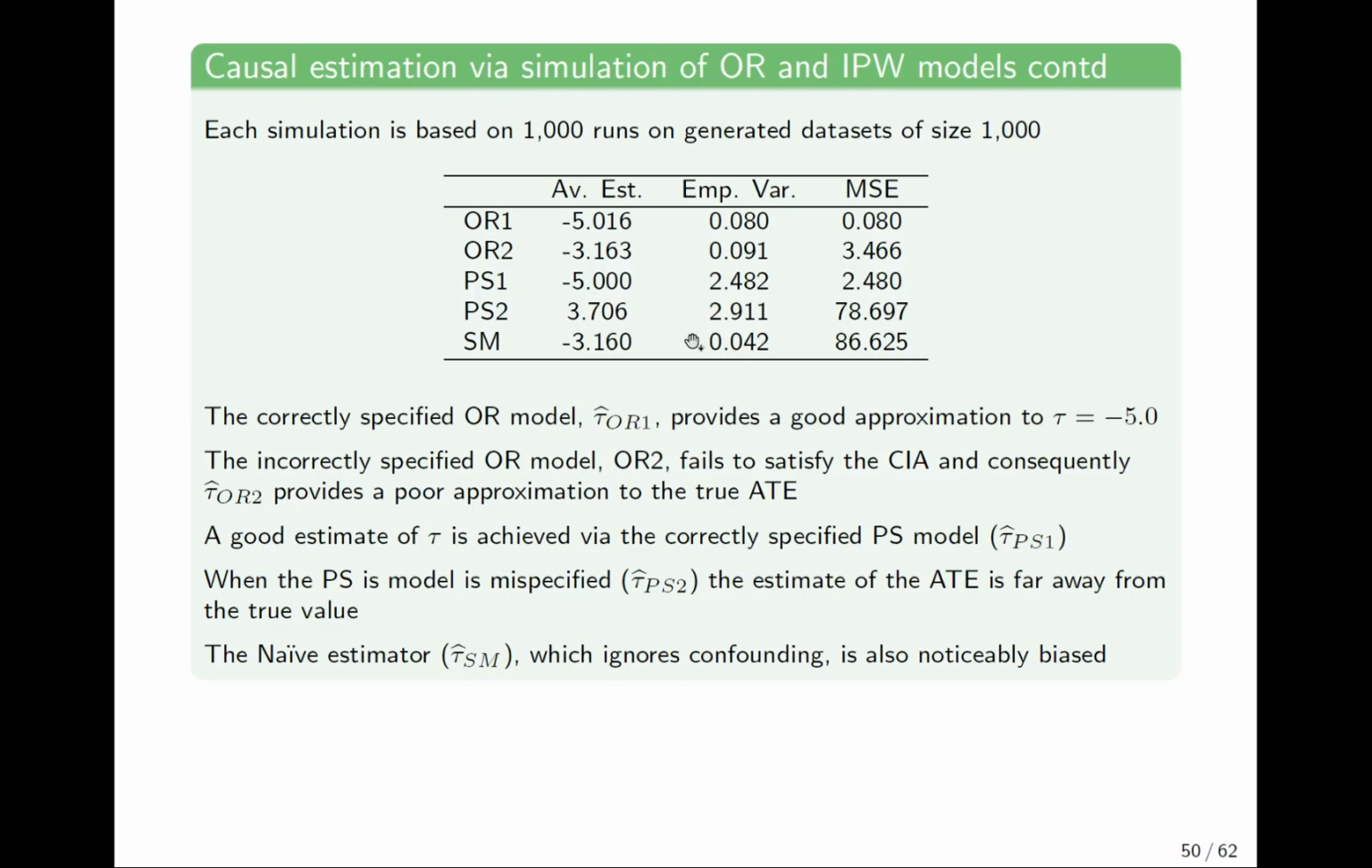And similarly, the estimate based on sample means, actually very similar as you would expect to OR2. It doesn't adjust for confounding, and consequently it gives us a bad estimator with noticeably high bias.